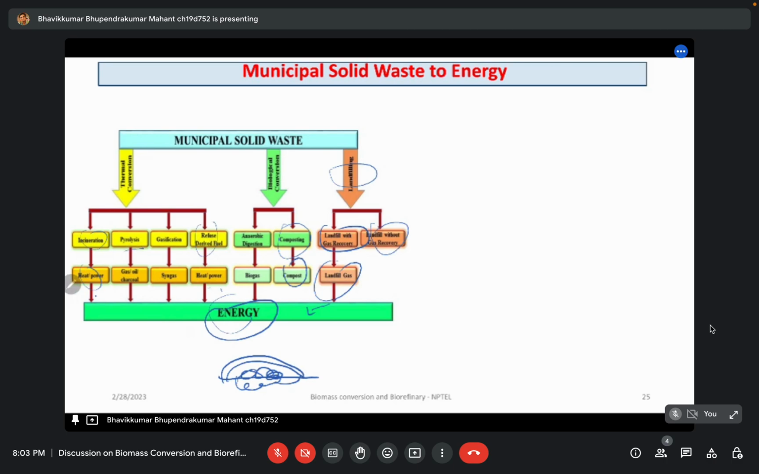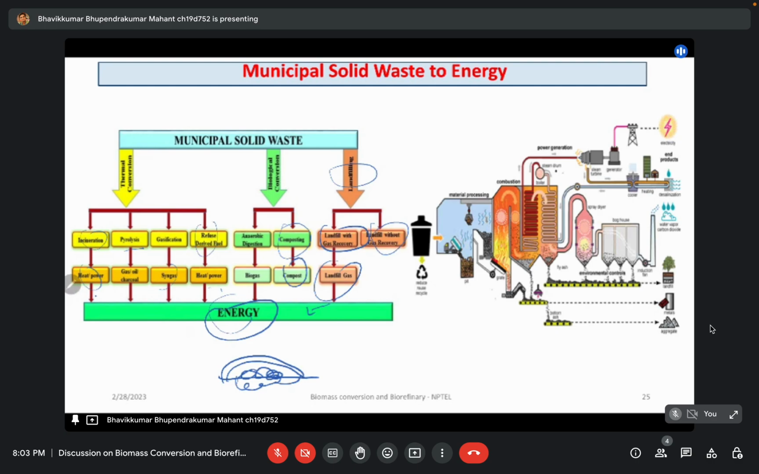Pyrolysis can be done, where in the absence of oxygen we provide very high temperature, and it can convert into products like charcoal, gas and oil. Gasification, again you provide a high temperature, so the solid is gasified, and you can use it as synthetic gases. So this is how it looks if you have municipal solid waste, and this is the overall process.